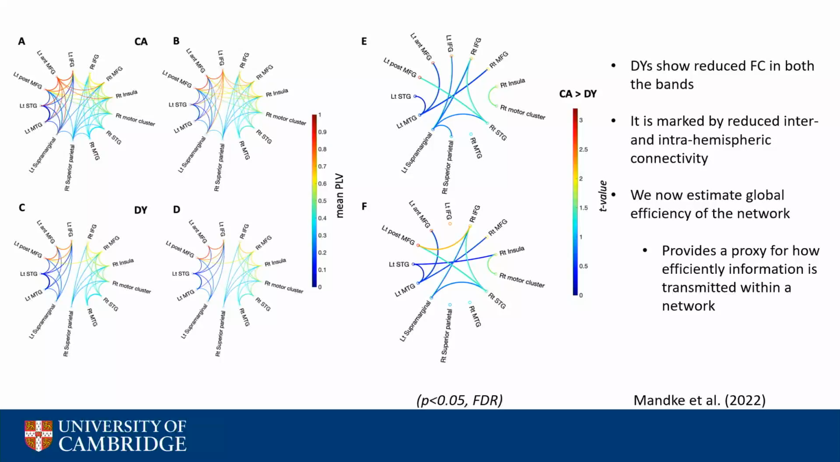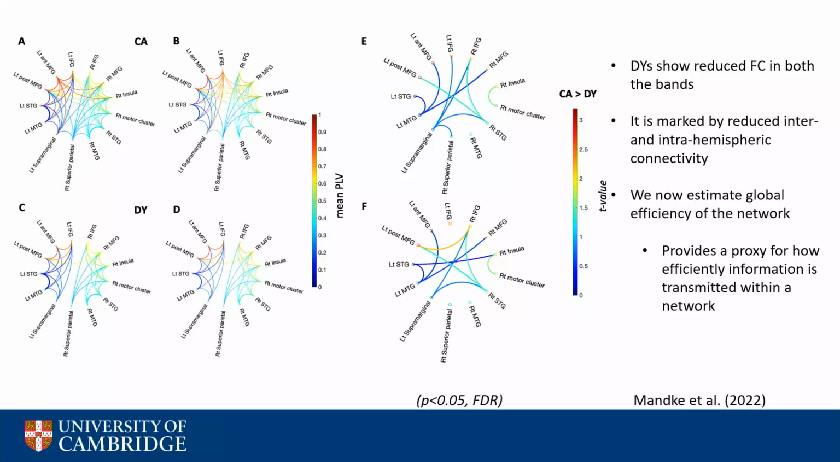There's very little intra and interhemispheric connectivity there, which is what we see when you do a statistical comparison. So if we take the example of, say, right superior temporal gyrus, we see very little connections originating from there going across hemispheres, but we do see that in controls.